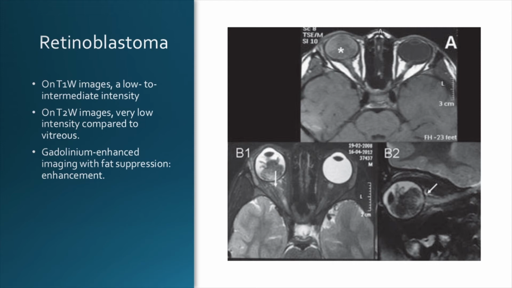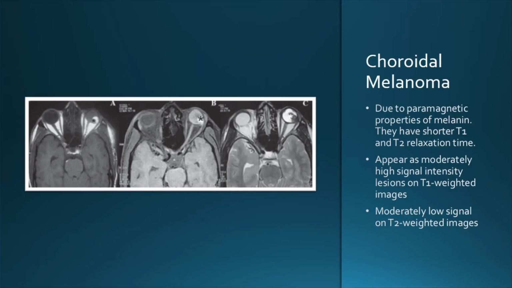And to evaluate the involvement of the optic nerve, post-contrast enhancement will be better picked up to see the optic nerve involvement. In choroidal melanoma, due to paramagnetic properties of melanomas, they have shorter T1 and T2 relaxation time, so will appear brighter, hyperintense in T1 weighted images and hypointense in T2 weighted images. So MRI is the choice of investigation in cases of uveal melanomas.